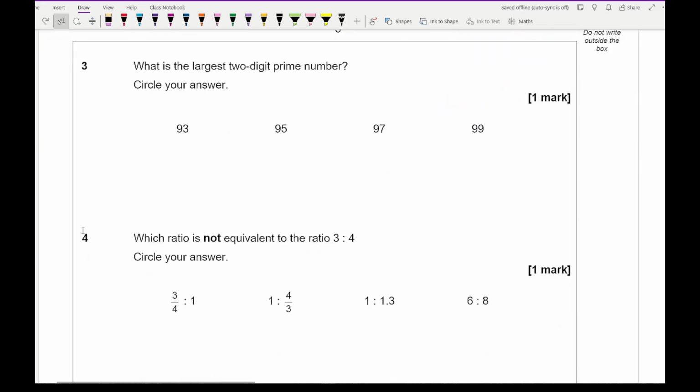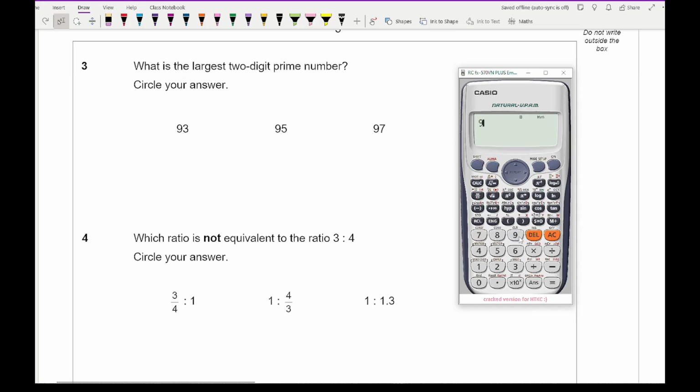Moving on to question 3, it says, what is the largest 2-digit prime number? Circle your answer. Now, if you're not confident with your primes and you've got a calculator, because remember this is a calculator paper, then all you need to do is type in the number, press equals, then press shift and fact, and if it changes, it means it's not a prime number. So here we can see 93 is not a prime number.